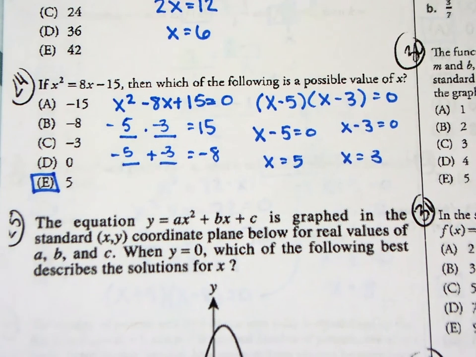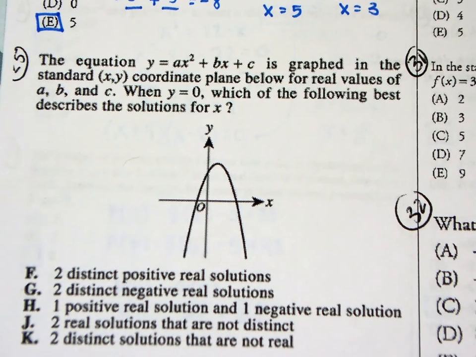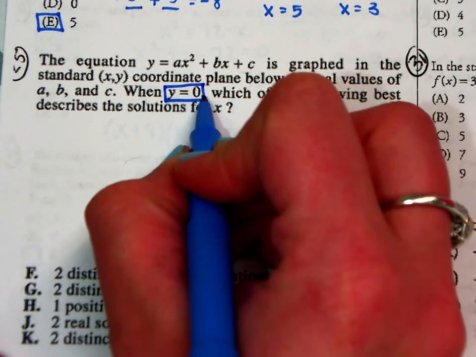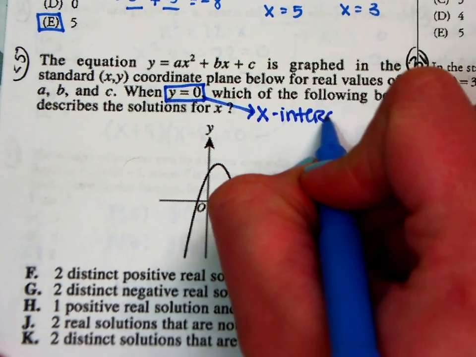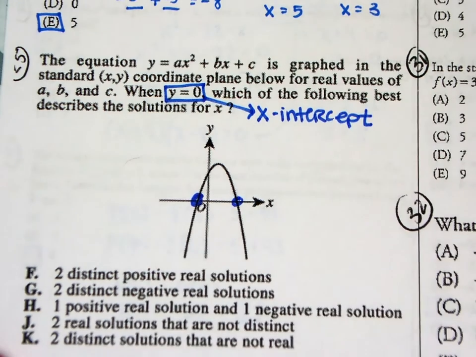All right, number 25. We've got an equation that is graphed. We want to know when y equals 0, what is the best solution value for x? Well, when y equals 0, that means that you have an x-intercept. So x-intercept means it's crossing. It's crossing here and it's crossing here.